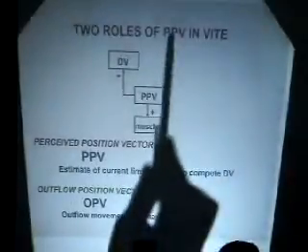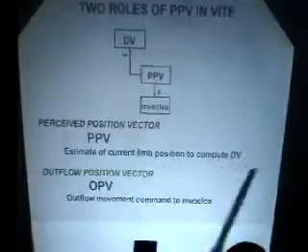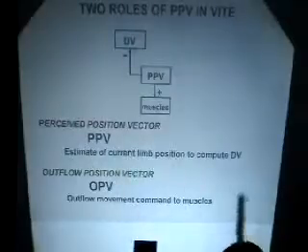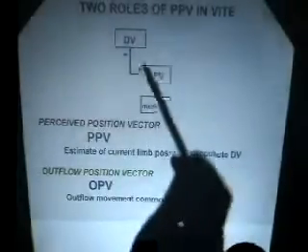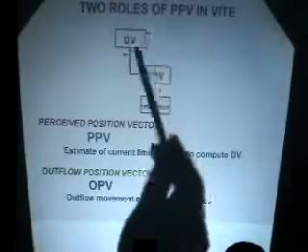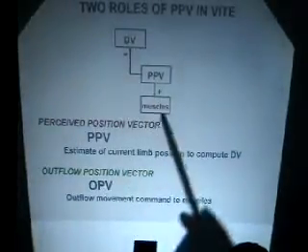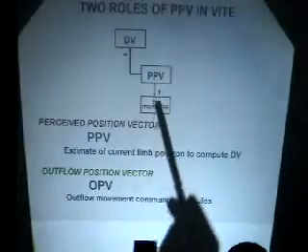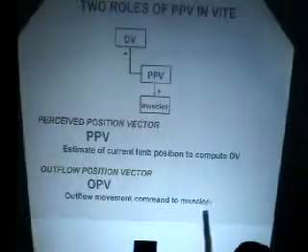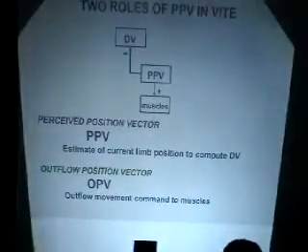Well, first, there are at least 2 roles of the PPV, the present position vector itself. One is as a perceived position vector, which I'll continue to call the PPV. This is an estimate of the current limb position to give you an outflow movement signal to compute the DV. But the second is as an outflow position vector, or an OPV, which is actually an outflow movement command to your muscles to move them. So one is you correlate discharge, and one is your signal to say move.